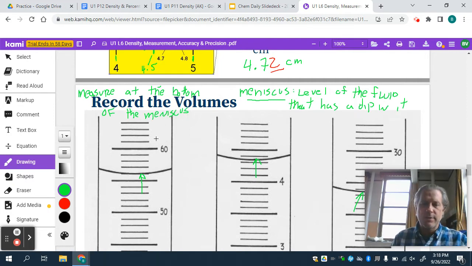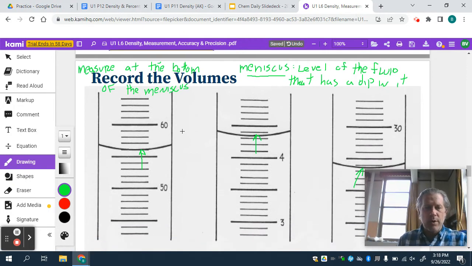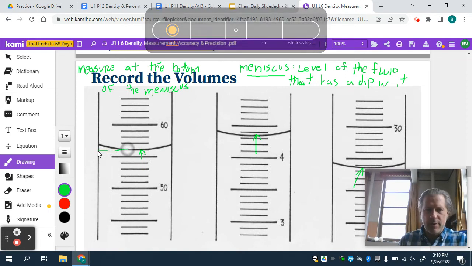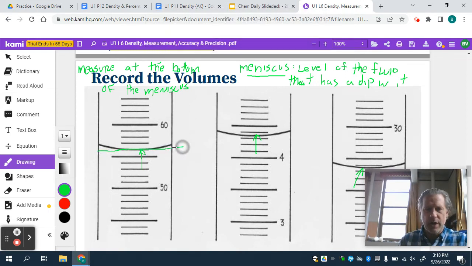So in the case of the first one here, I am going to be measuring from where this line is right there. That's not my best work. Let's see if I can make that a little bit better. That's right where I'm going to be measuring. I'm not going to be measuring up here, and I'm not going to be measuring up here. I'm going to be measuring right where that dip is at the lowest point. So we have to first of all figure out our scale.